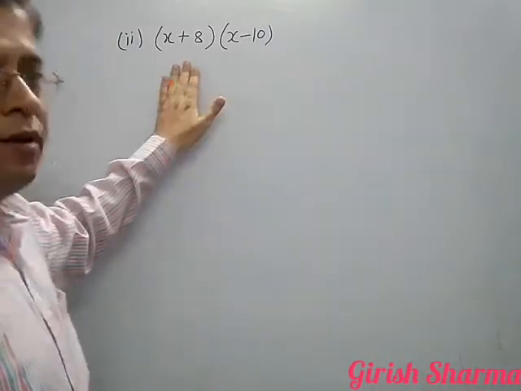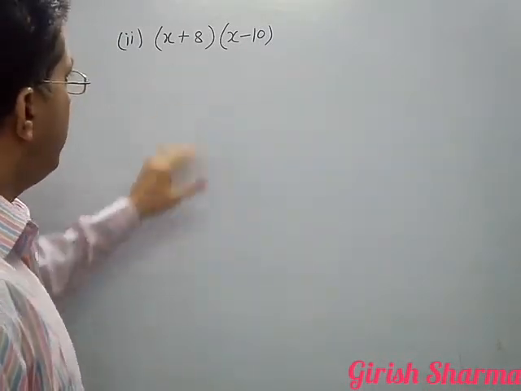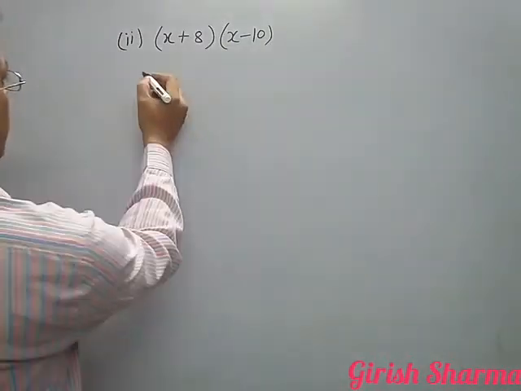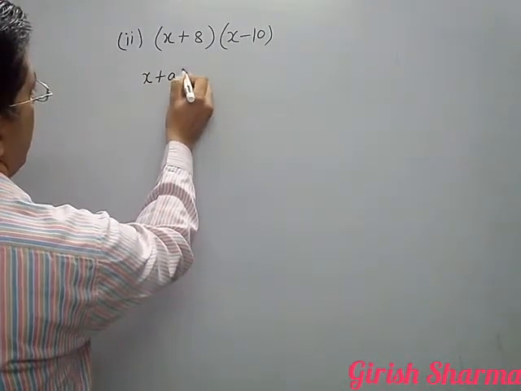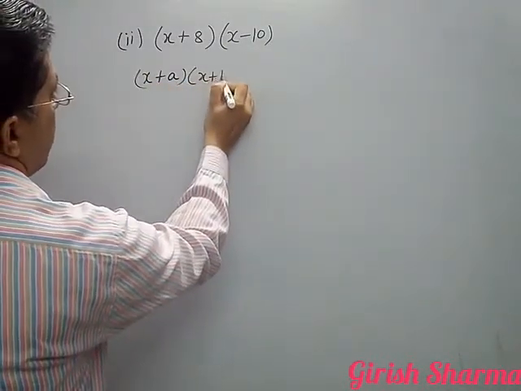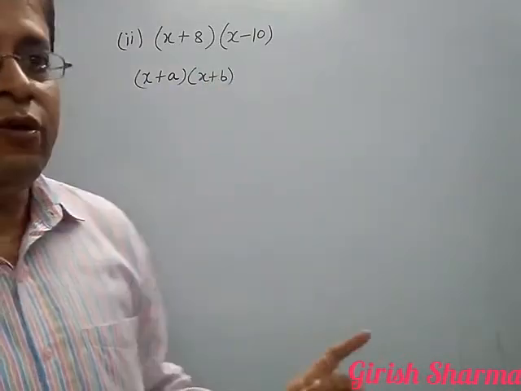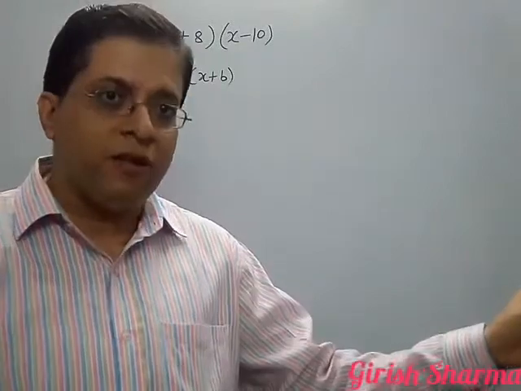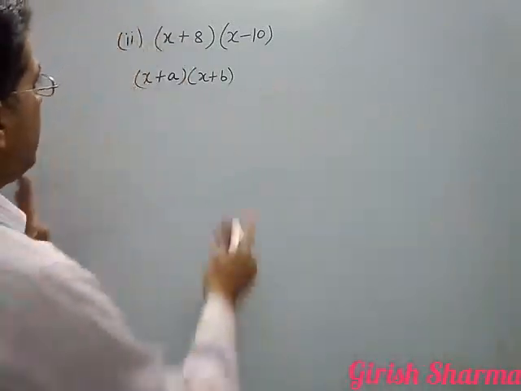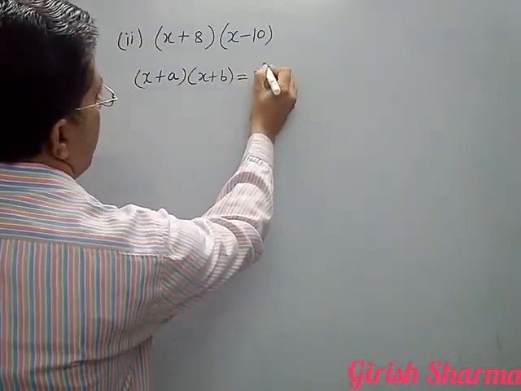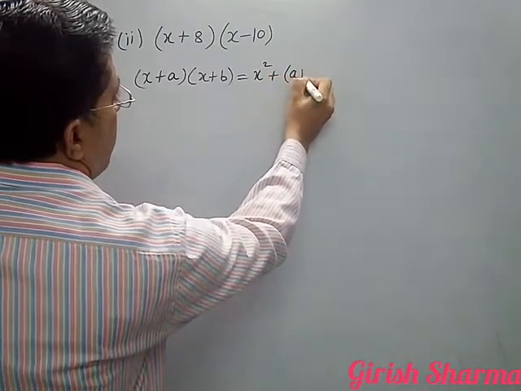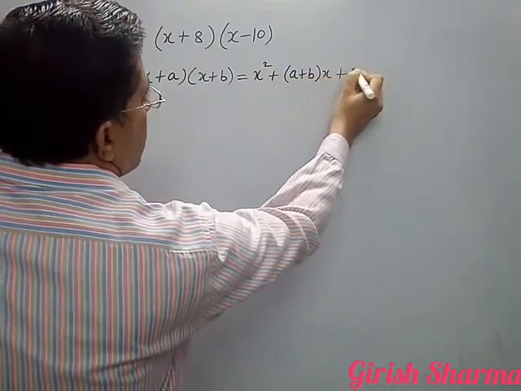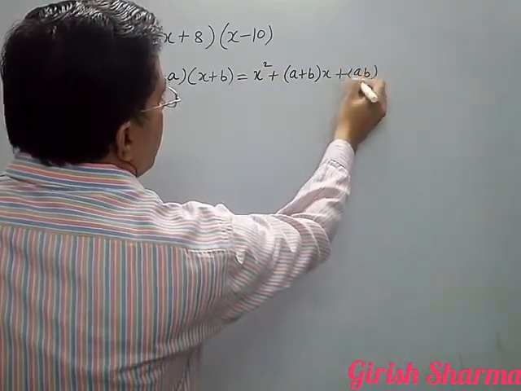x minus 10. See here. Okay, we can use that identity again, which one is (x + a)(x + b). That we all know. (x + a)(x + b) is what? x² + (a + b)x + ab. Same thing I am applying here. See here. x² + (a + b)x + ab.